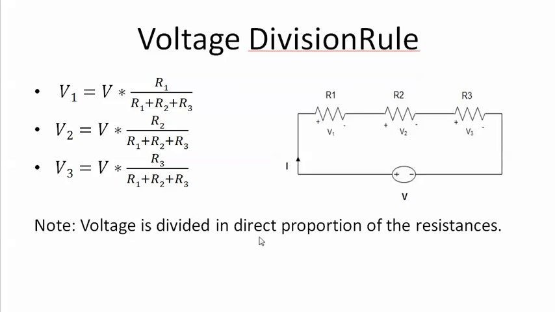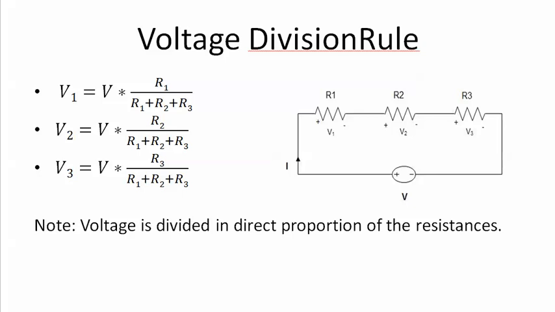So voltage is divided in direct proportion of resistance. So it is applicable to series circuit, and voltage is divided in direct proportion to the resistance. That is, higher the value of resistance, larger will be the voltage across it.